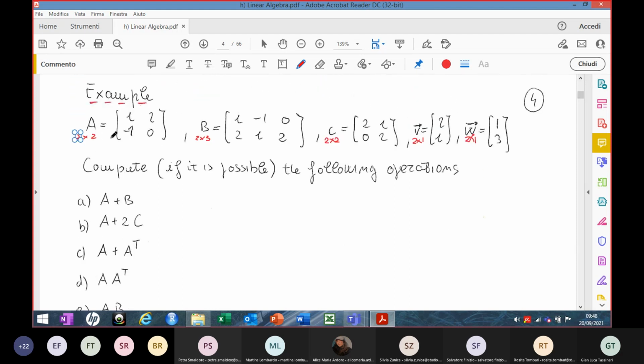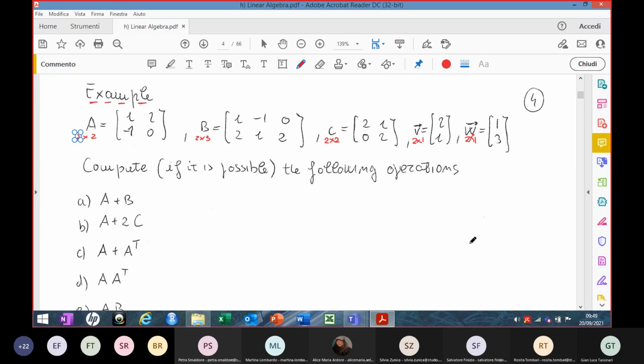Well, A is a 2 times 2 matrix. C is a 2 times 2 matrix. If you multiply a matrix like C by a scalar, as I told you, the scalar product between a matrix and a number is always feasible, and the result is a matrix with the same dimension whose elements are simply multiplied by 2. So 2 times C is still a 2 times 2 matrix. So A plus 2C is feasible. So first of all, compute 2 times C, and then add A.